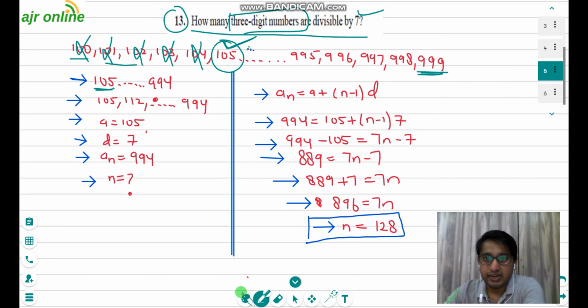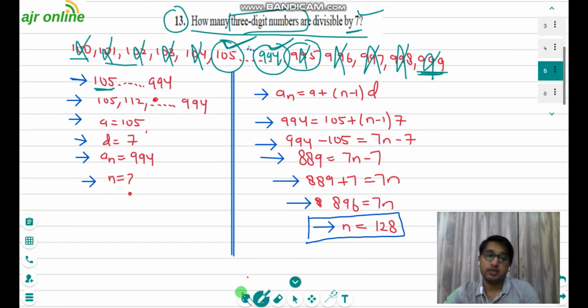Now let's check at the end which is the last three-digit number that is divisible by 7. Of course this will not be divisible by 7, this will not, this will not, and 995, sorry, 995 is also not divisible. 994 is the last three-digit number which is divisible by 7. So our AP will start with 105 and end at 994. Of course all the in-between numbers are divisible by 7.